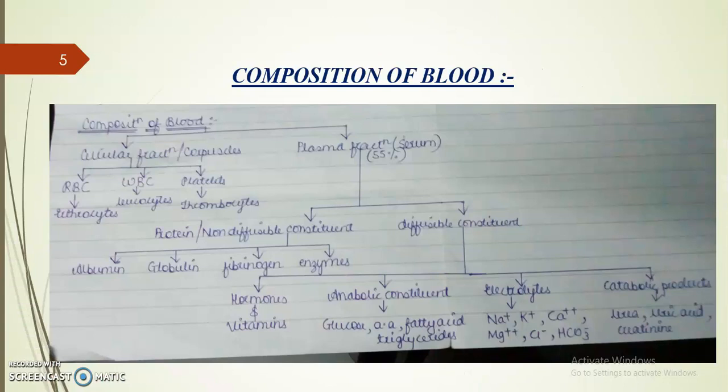In this, the composition of blood. Blood consists of two parts: cellular fraction and plasma fraction. Cellular fraction is of three types: RBC, WBC and platelets. Plasma fraction is divided into two types: protein and non-diffusible constituents, and diffusible constituents. Non-diffusible constituents are albumin, globulin, plasminogen and enzymes. Diffusible constituents are hormones and vitamins, anabolic constituents, electrolytes and catabolic constituents.